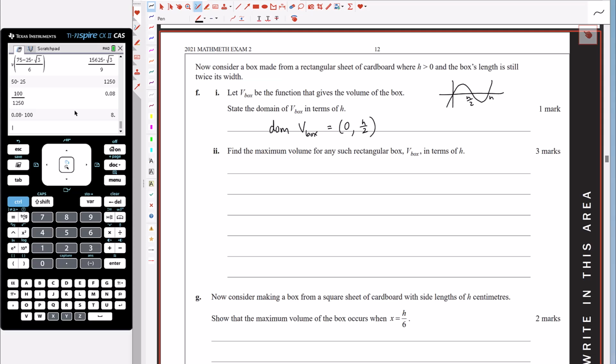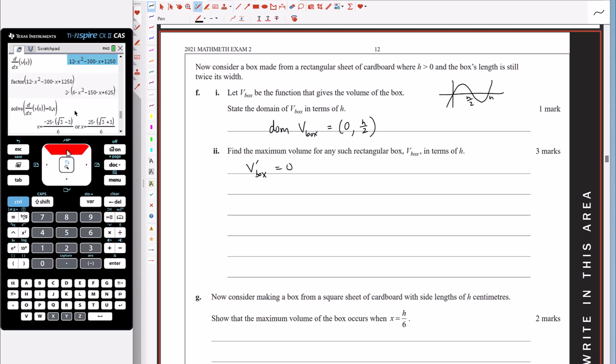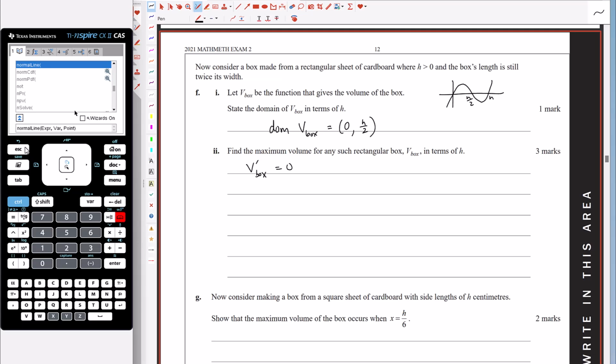Okay, so I'm going to be solving the derivative of V box equal to 0. So let me take my CAS and redefine some things here and do all the same calculations again. So I'm going to define V of x, instead of there being 25 here, I'm going to make it h.